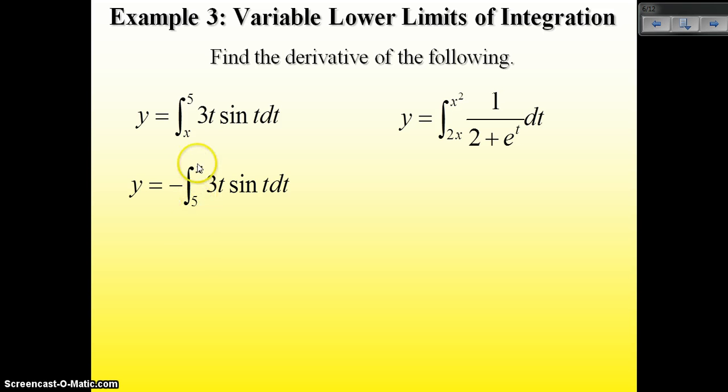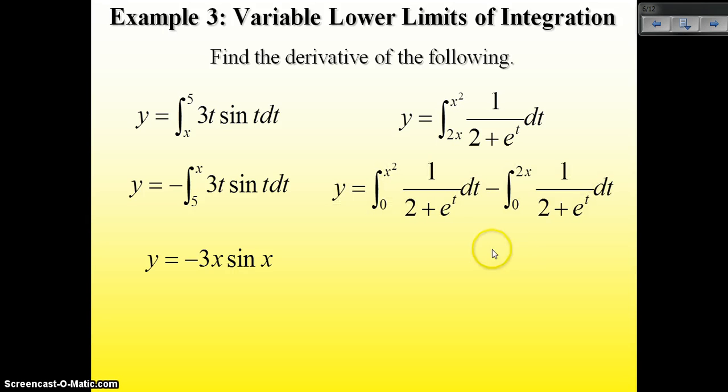Now I have a constant term here. I have just x. The derivative of x is 1. So all I now have to do is plug in the x here and here. Negative 3x sine x. But how do I do one like this? There is no constant term. So we could throw up our hands in frustration and say it can't be done. Or we could do something like this.